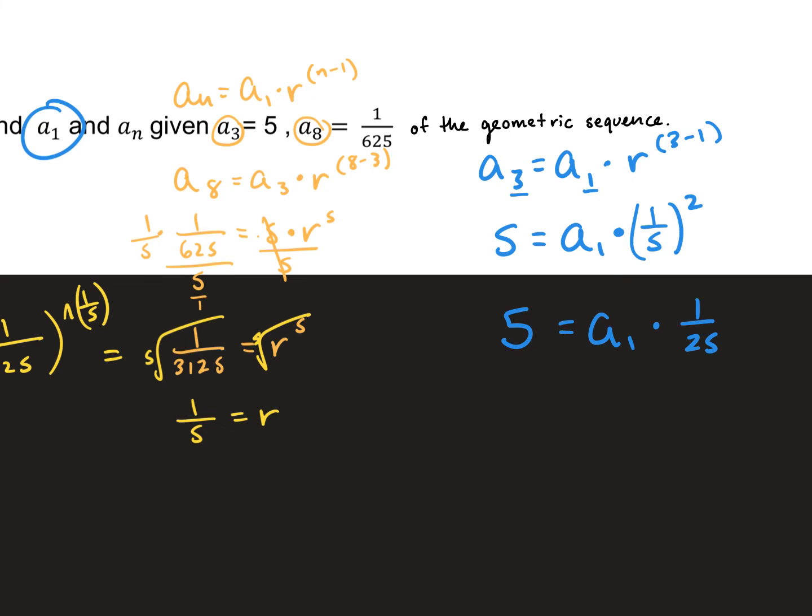How do I solve for a sub 1? Divide by 1/25, or I can multiply both sides by 25. But yes, you can divide by 1 over 25, so it'll cancel out there. 5 times 25 is 125. So a sub 1 is 125. That is our first term.